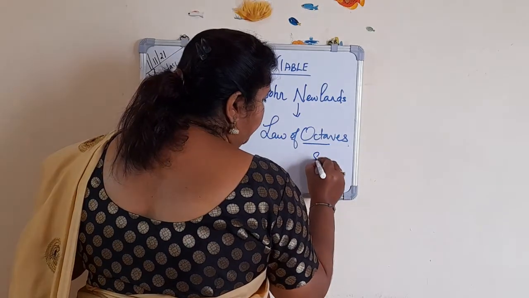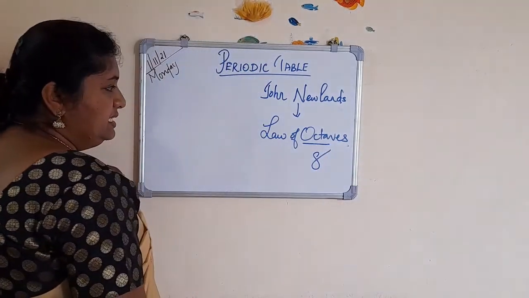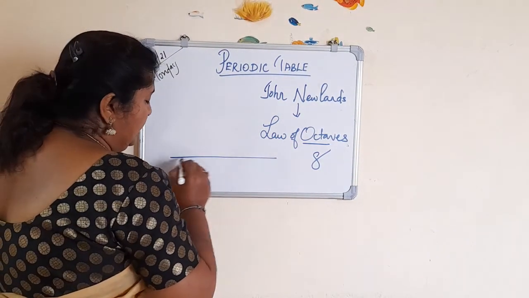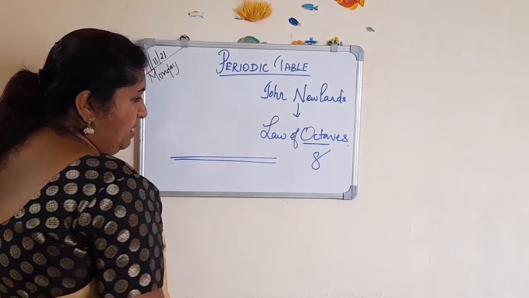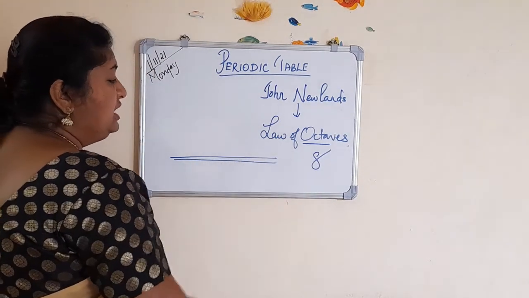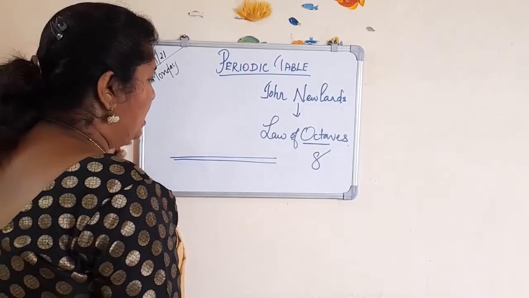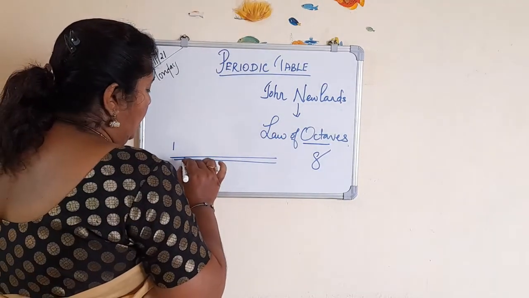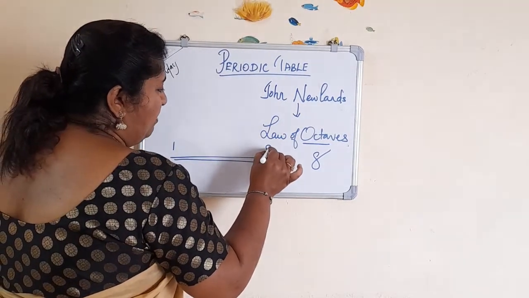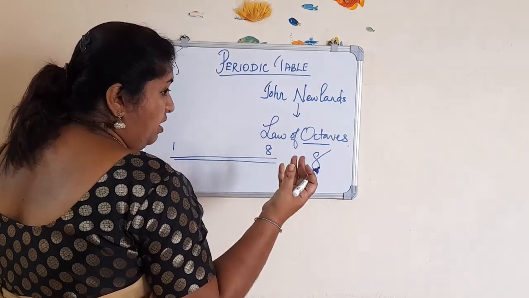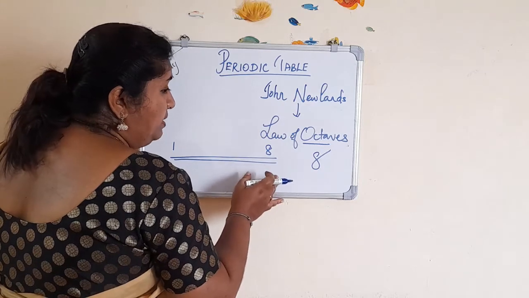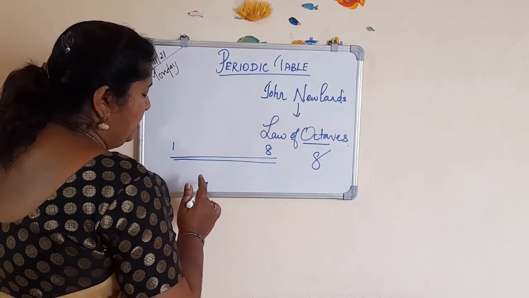Octa means 8, isn't it? So what he told was that if you are arranging the elements in the increasing order of the atomic mass, the first element and the 8th element will have the same property. It is a repetition of the first element. Every 8th element will be the repetition of the first element.